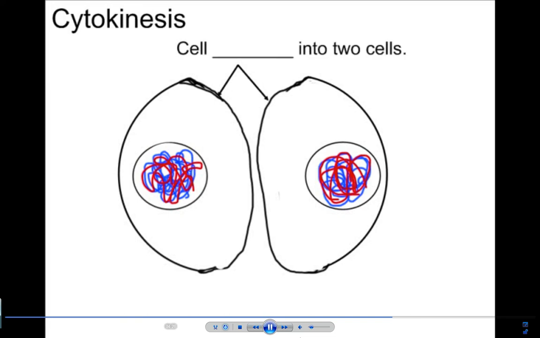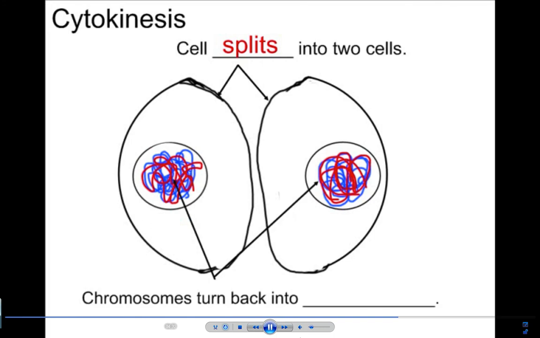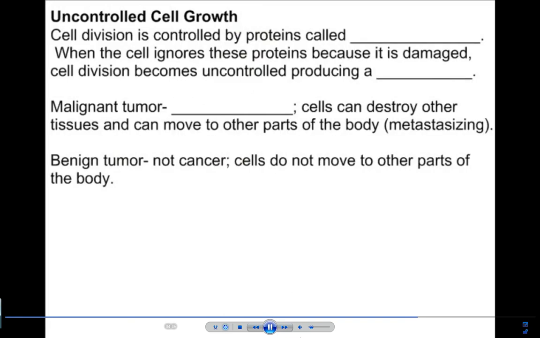The chromosomes have also unwound back into chromatin. So we're basically resetting each of these new cells into interphase again. So we have 2 cells, 2 identical copies of DNA, and now they're back in interphase, and they can continue doing normal cell things. Now sometimes this process goes awry.